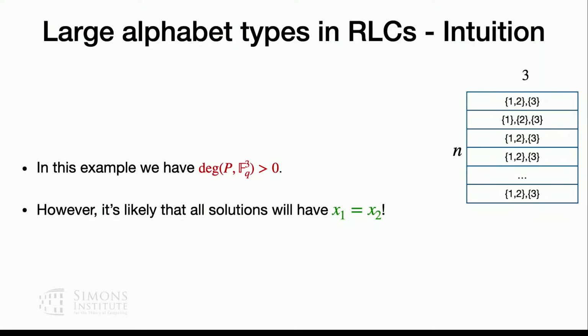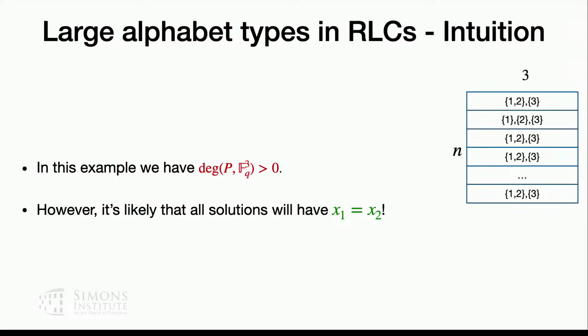So what happens here? If the rate is large enough, then the degree can be positive. Like if the rate is, I don't know, 3/4 or something, then because the third coordinate is never involved, it gives us a lot of degrees of freedom. So the degree is going to be large. However, it's very likely that all the solutions will have x1 equal to x2.